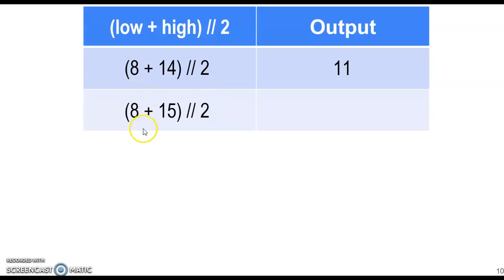But where it does differ big time is 8 plus 15 is 23. 23 divided by 2 is 11.5, but the floor division, if you're doing that with 2, gives you 11. So there's an idea of floor division.